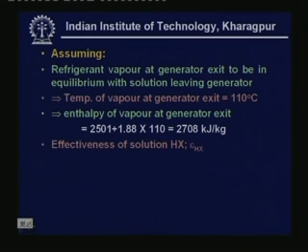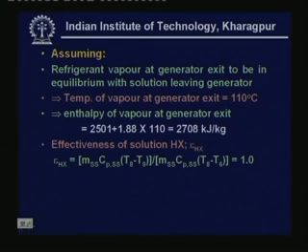Then, from the effectiveness of the solution heat exchanger. Effectiveness, as you know, is defined as MCP minimum into delta T actual divided by MCP minimum into delta T maximum. In this case, the mass flow rate of the strong solution is less than the mass flow rate of the weak solution, and if you assume that the Cp values are almost the same, then it is the strong solution which has the lower MCP product.